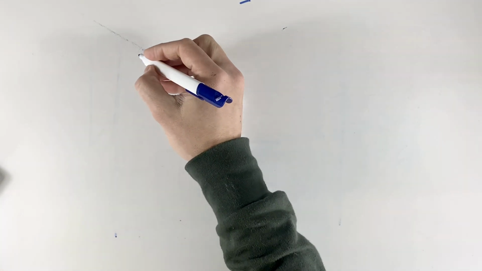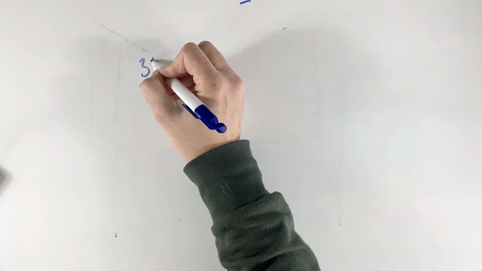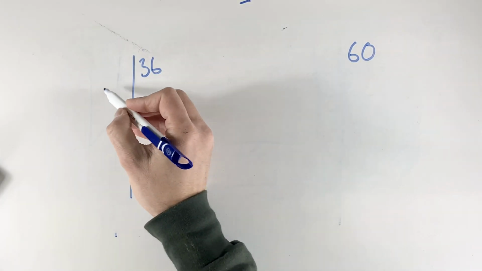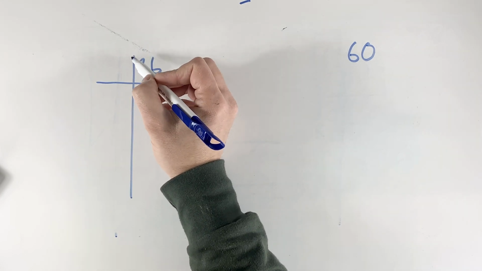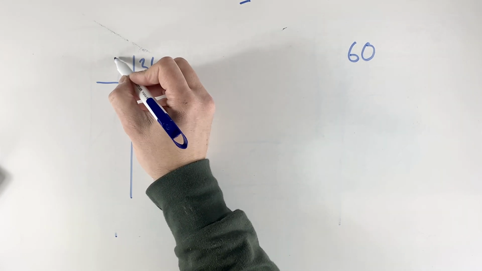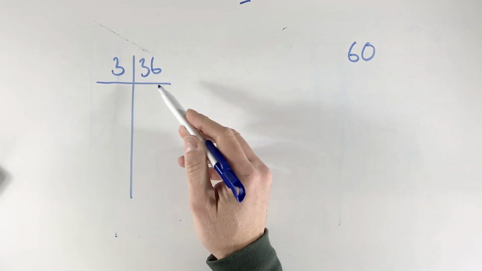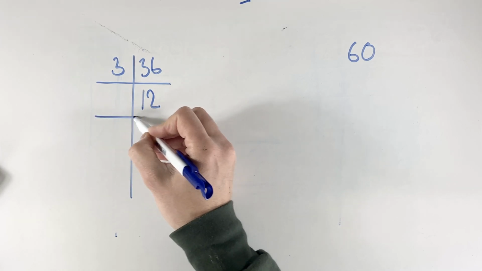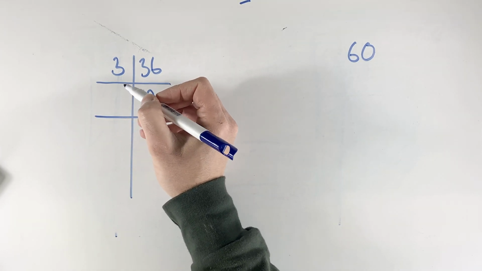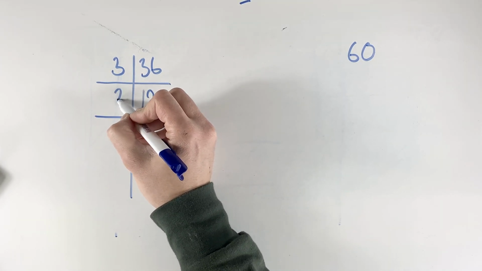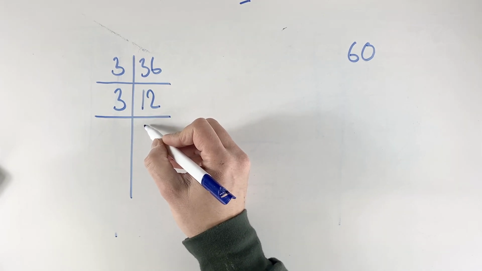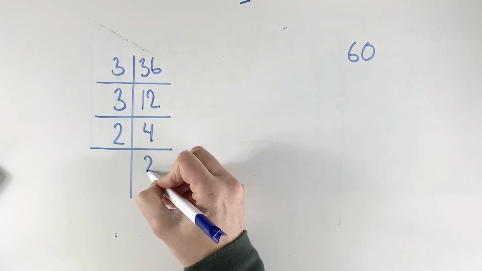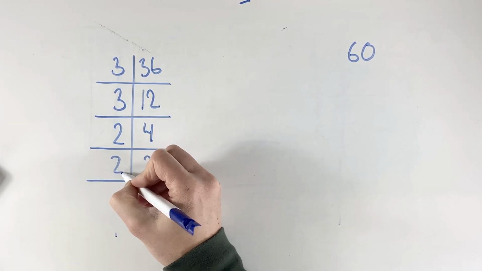The next pair of numbers is 36 and 60. Let's do the table method here again. Then we can divide this by 2 or by 3. Let's divide this by 3. 36 divided by 3 is 12. 12 divided by 2 or 3, both are prime numbers. We can do 3 again. 12 divided by 3 is 4. 4 divided by 2 is 2. And 2 divided by 2 is 1.